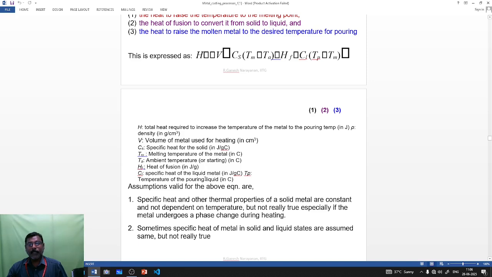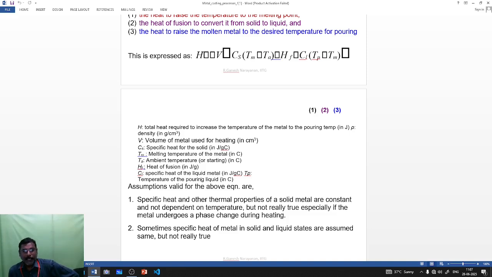The total heat required to increase the temperature of the metal to the pouring temperature depends on the volume of metal used for heating, then the specific heat of the solid, the melting temperature of the metal, the starting temperature, the heat of fusion, the specific heat of the liquid metal, and the temperature of the pouring liquid.